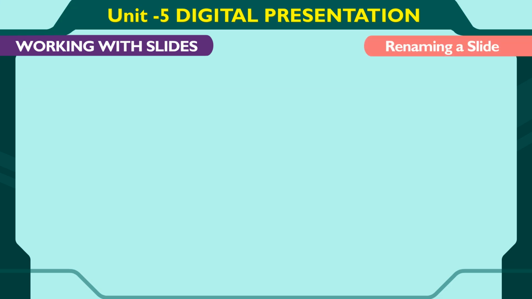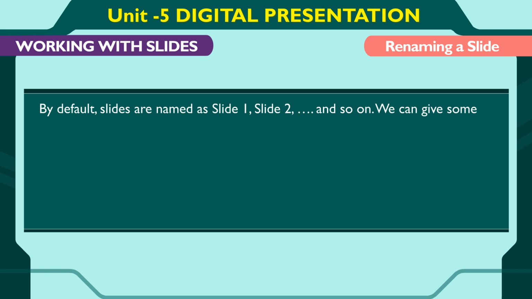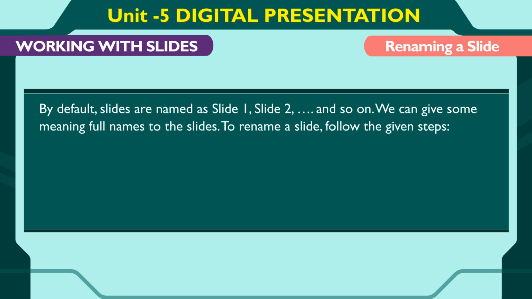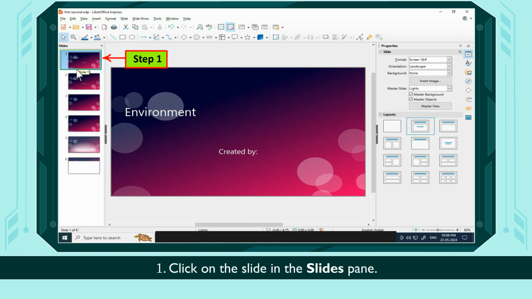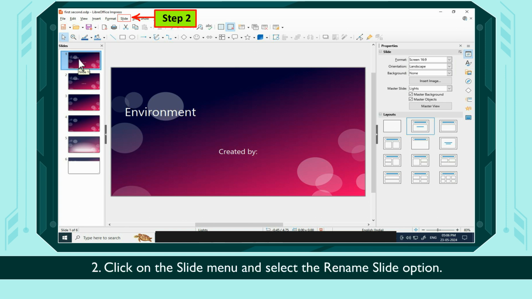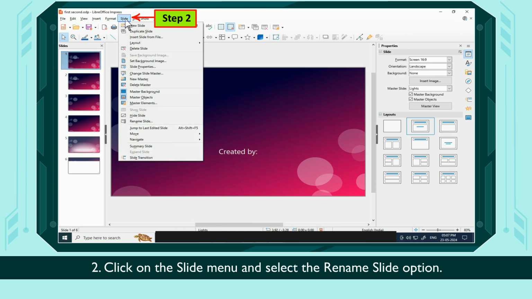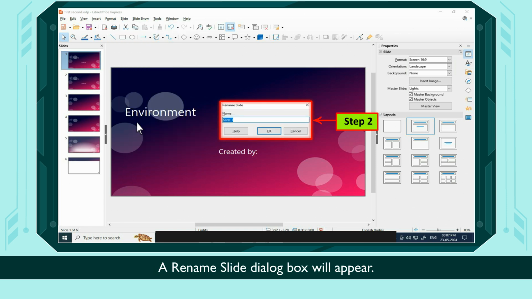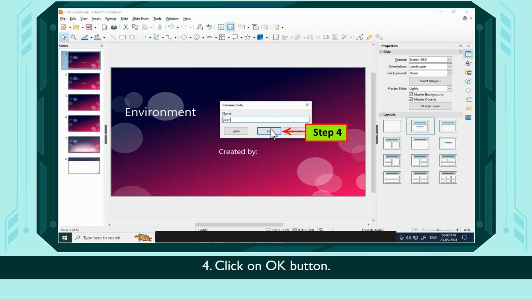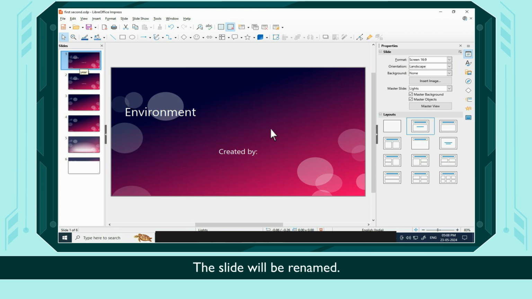Renaming a slide. By default, slides are named Slide 1, Slide 2, and so on. We can give some meaningful names to the slides. To rename a slide, follow the given steps. 1. Click on the slide in the Slides pane. 2. Click on the Slide menu and select the Rename Slide option. A Rename Slide dialog box will appear. 3. Type the slide name in the Name text box. 4. Click on the OK button. The slide will be renamed.